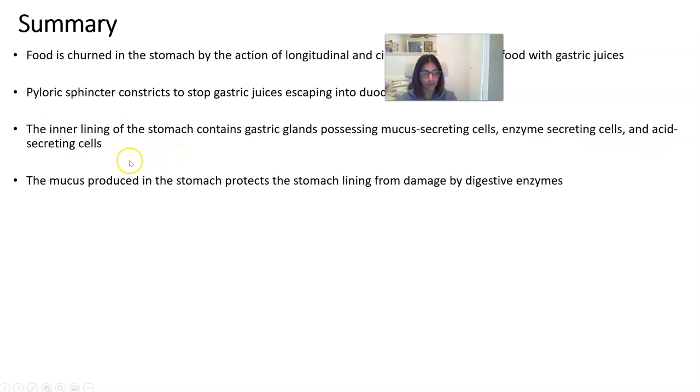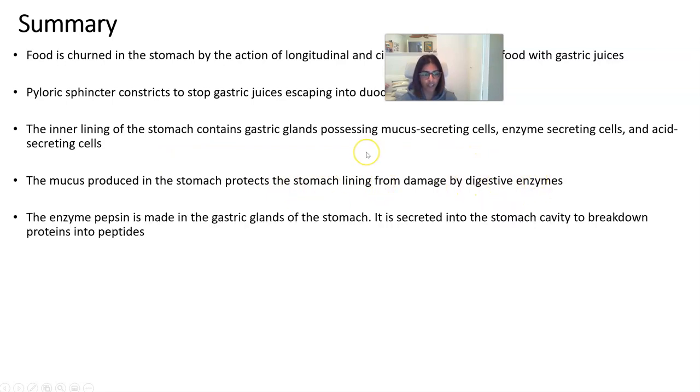The mucus produced by these gastric glands protects the stomach lining from any damage by digestive enzymes and also from the acid. So the enzyme pepsin is made in the gastric glands. However, it's inactive until it's inside the stomach bag itself. So it's secreted into the stomach cavity to break down proteins into peptides.